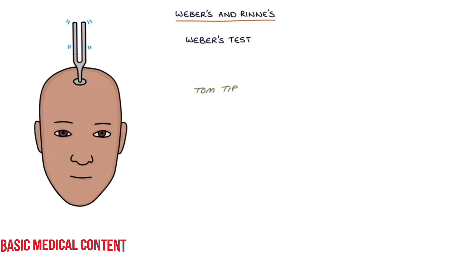A top tip for you: the way I remember which way round these tests are is to picture Spider-Man shooting a web, meaning Weber's test, right in the middle of someone's face, which is where you would put the tuning fork, in the middle of their forehead.